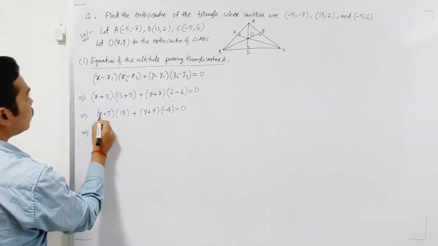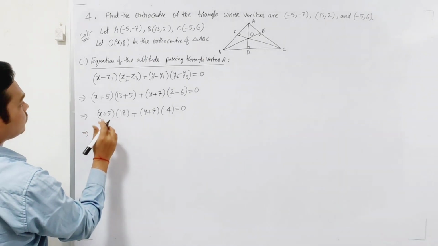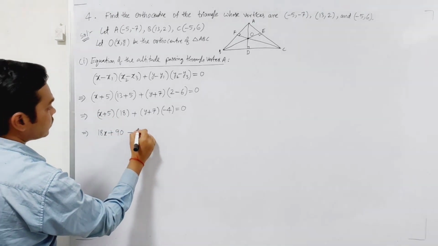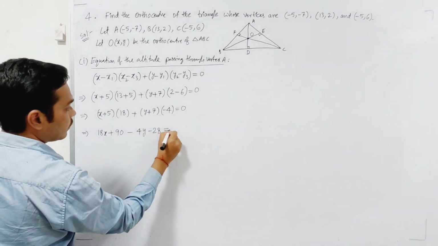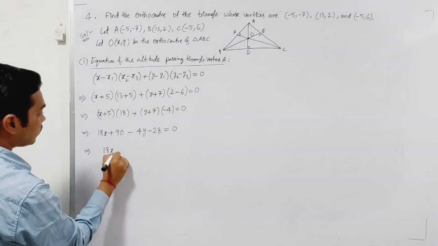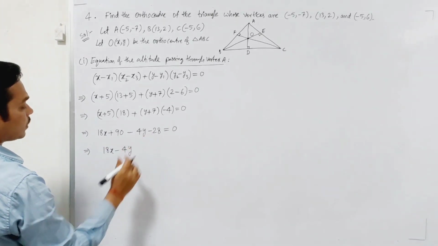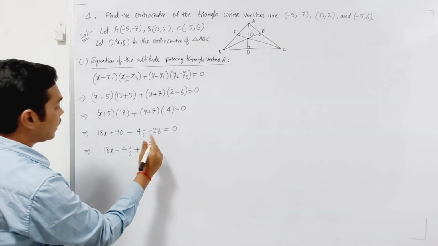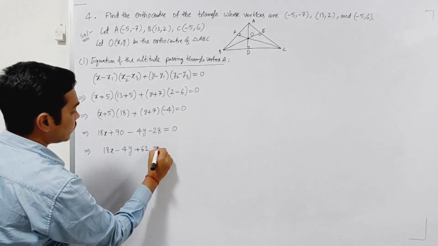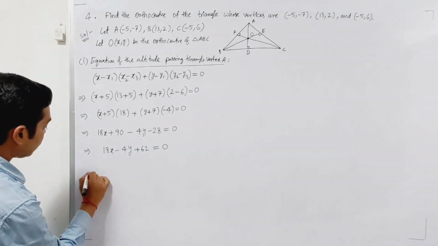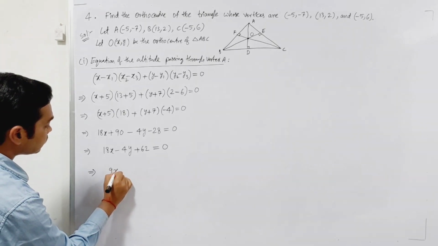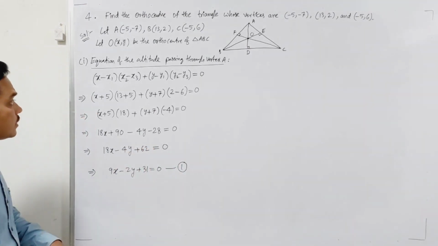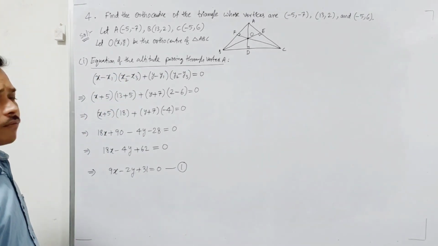That implies 18x plus 18 into 5, that is 90, minus 4y minus 28 equal to 0. Now 18x minus 4y, 90 minus 28, how much? Plus 62 is equal to 0. Now dividing by 2, 9x minus 2y plus 31 equal to 0. This is equation 1. This is the equation of the altitude passing through the vertex A.